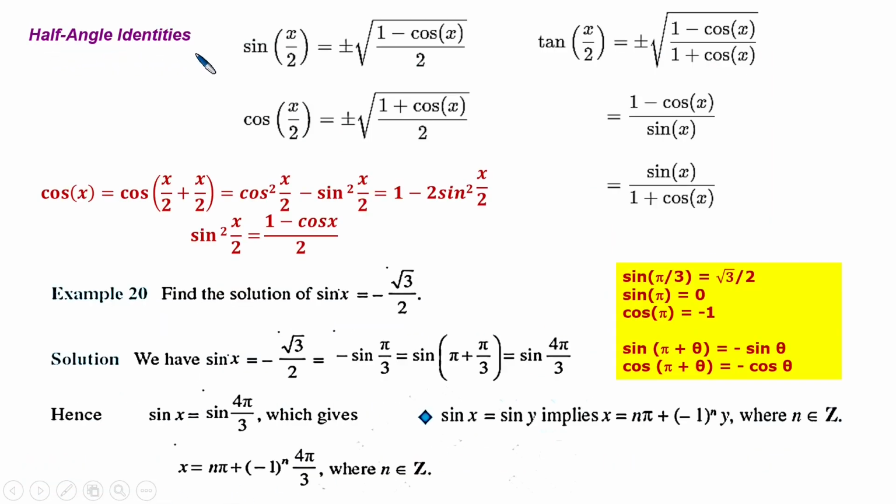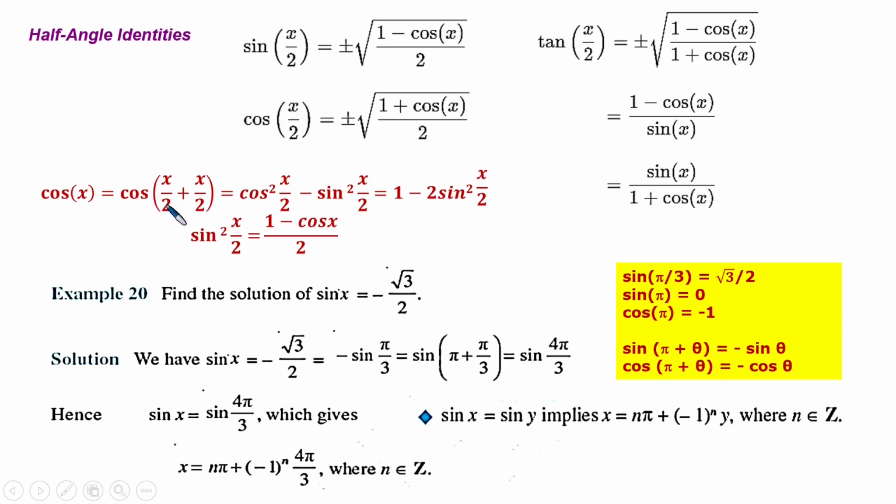Now this half angle identity, this is sine of x by 2 is plus or minus square root of (1 minus cos x) by 2. How do you do it? So cos x is cos of (x by 2 plus x by 2), because half of x plus half of x is 1 full x. Now I can split this and simplify this. This is cos of a plus b is cos a cos b minus sin a sin b.